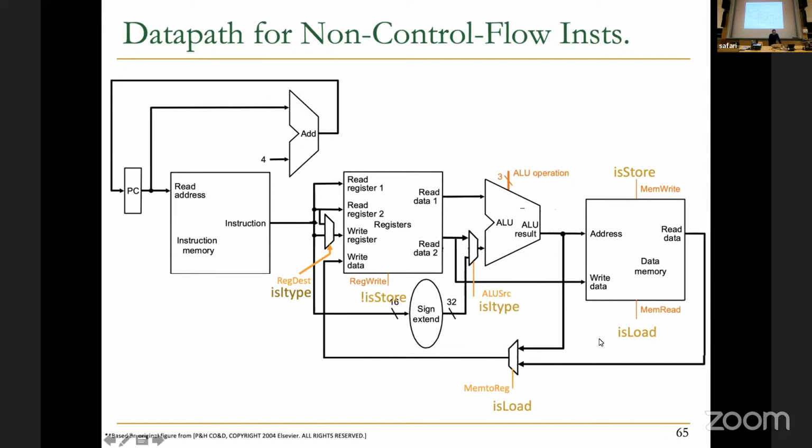And the multiplexer is called the memory to register multiplexer, aptly. And you can see that it's controlled by isLoad, meaning if it's a load, it selects this data input and passes it to the output. If it's not a load, it selects the ALU result and passes it to the output. That makes sense, hopefully. So all of the instructions that we've looked at so far can be executed. That's why I call these non-control flow instructions. Of course, all of the things that we studied, right?